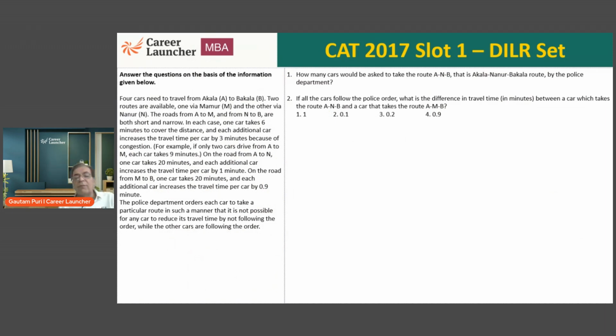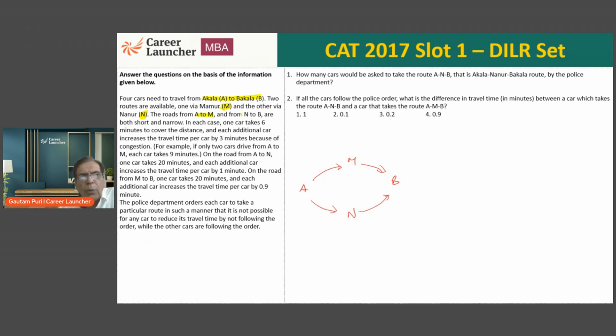So far I have not put the numbers or the time correctly. 4 cars need to travel from A to B. 1 route goes via M, 1 route goes via N. Let me make it a little bigger. So what does it say next?